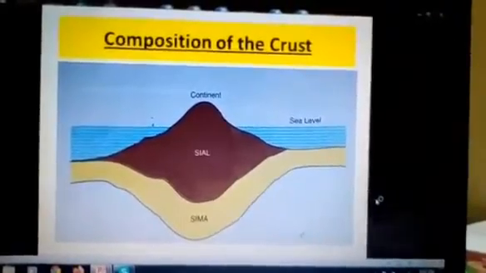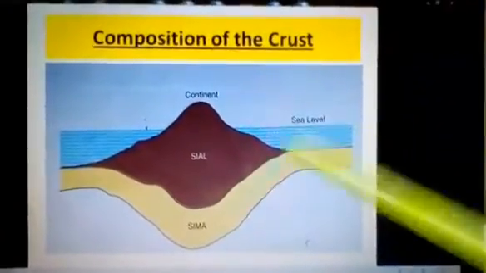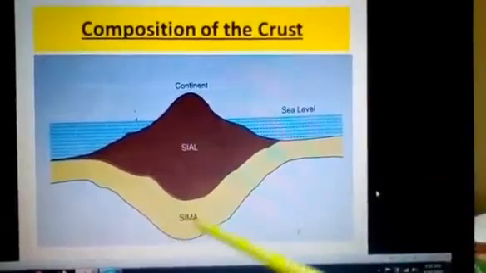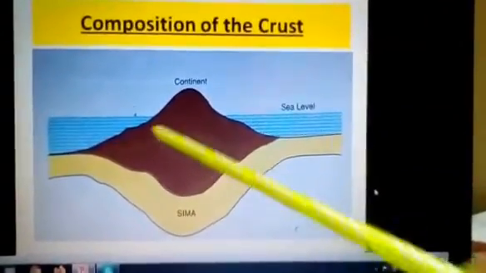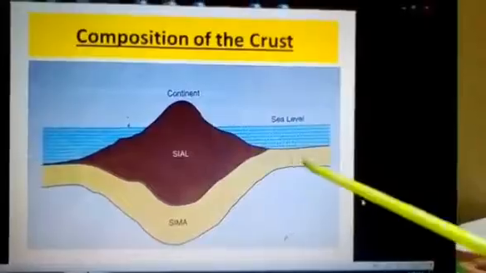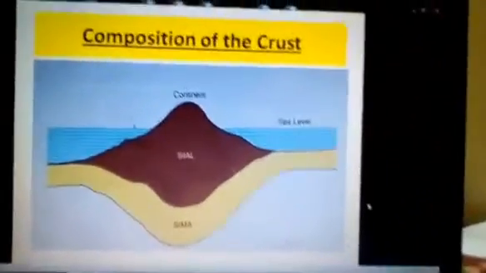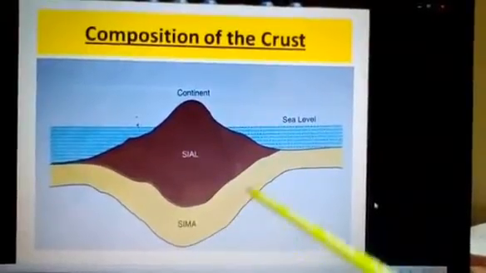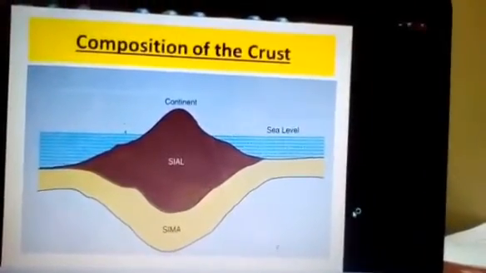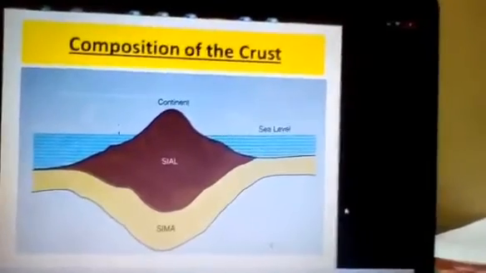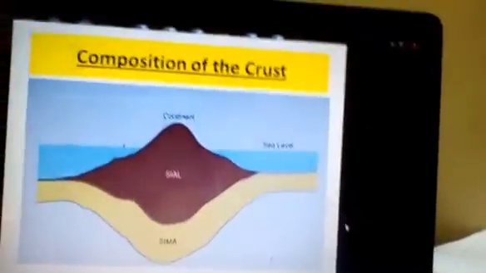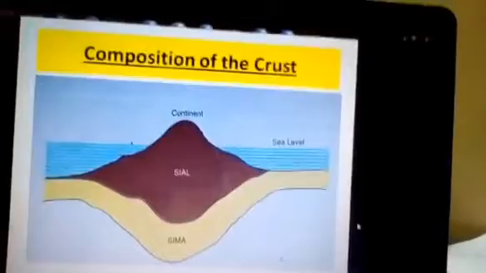Having a look at this diagram, we can see the composition of the crust or the lithosphere. We see two layers, the Sial and the Sima. The continents you can see are submerging into the sea level area, where Sial is the continent area and Sima is the sea floor. So we can easily see that the first layer, Sial, forms the continents while Sima makes up the ocean floors.